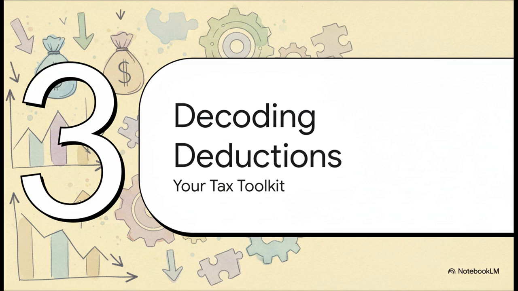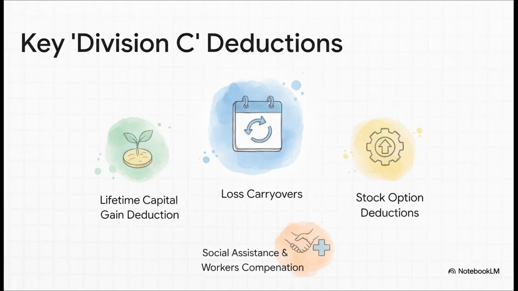Think of these Division C deductions as the different tools you can use to legally and strategically lower that final taxable number. Now, there are a few different tools in here, like deductions for things like stock options, or a big one, the lifetime capital gains deduction. But for this explainer, we're going to zero in on what is often the most powerful and strategic tool in the entire kit, loss carryovers.